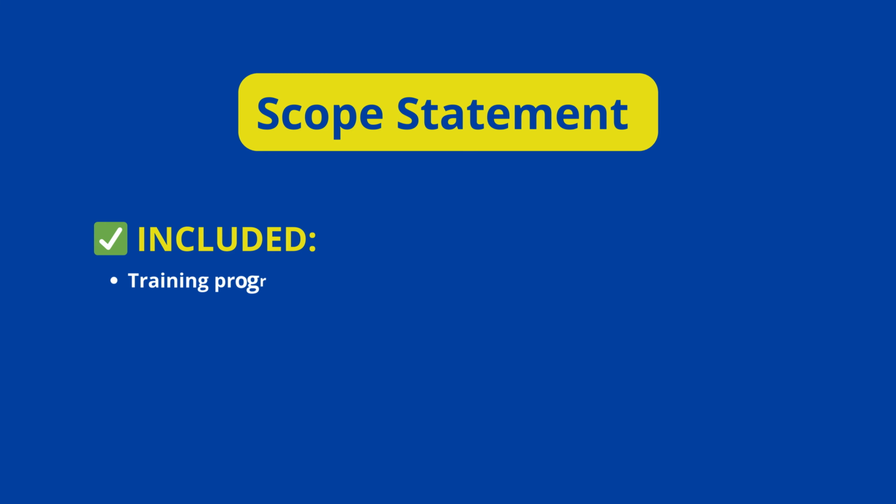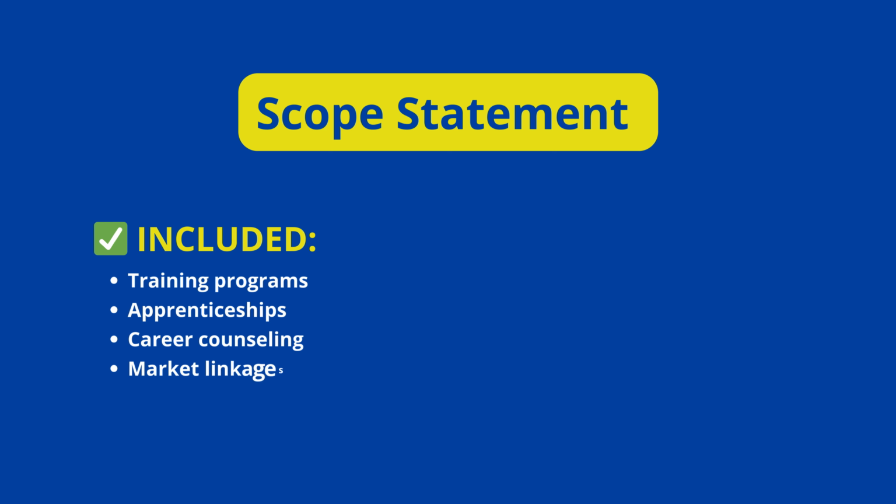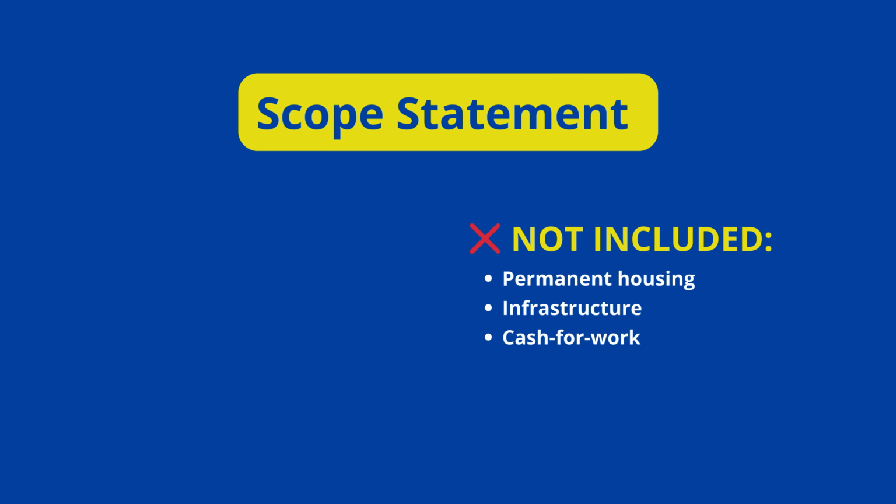Next comes the scope statement. For ESIF, the scope included training programs, apprenticeships, career counseling, and market linkages. But it did not include permanent housing, infrastructure, or cash for work. Writing this clearly helped avoid misunderstandings later.